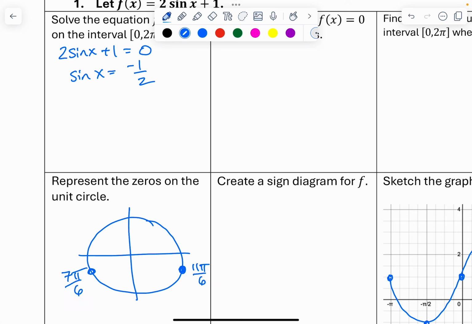If anything I'm saying doesn't make sense to you, it probably means you don't have the foundation that my kids have at this point. Go back and watch previous videos, because we're really good now at the unit circle and we're really good at graphing. I'm making the assumption that you can do both of those things also. So there's 7 pi over 6 and 11 pi over 6.